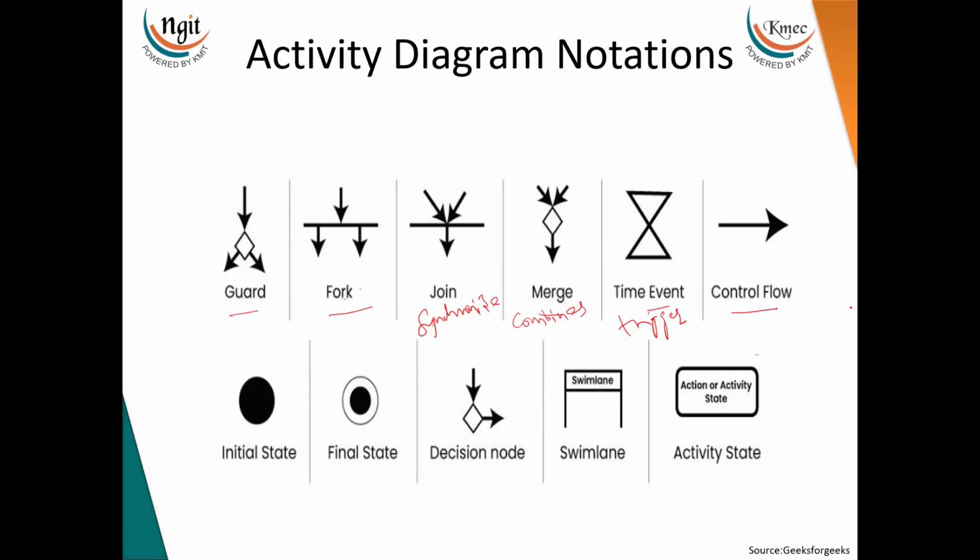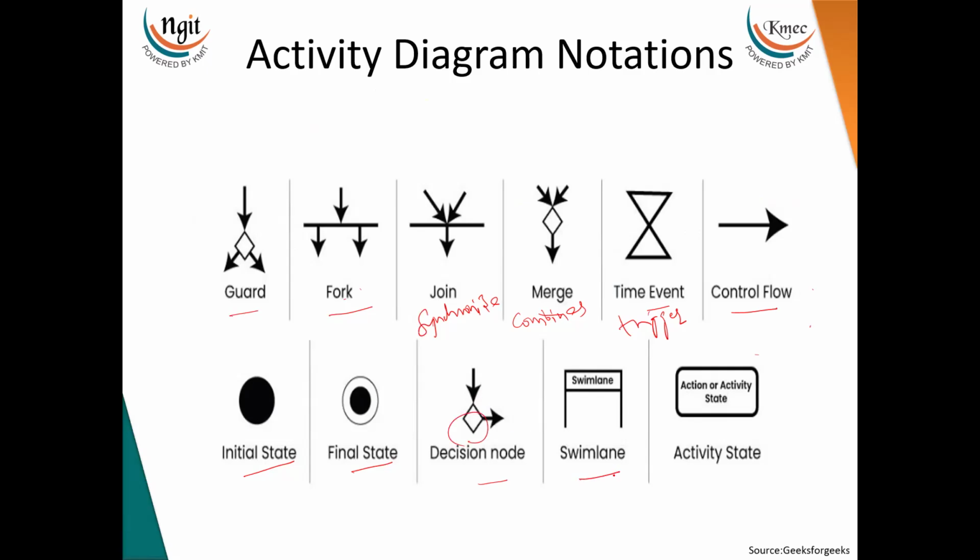Okay, between what actions are being performed. Then this is the initial state. We call this the starting point for the entire workflow. This is called the final state, which means the end of the complete activity is represented by this diagram. Then this is the decision node, where the flow will proceed based upon the condition, whether it is true or false.